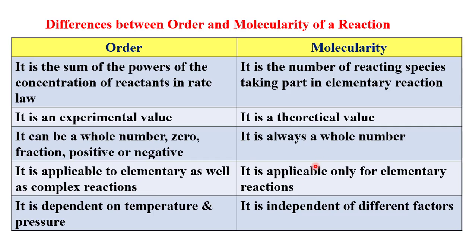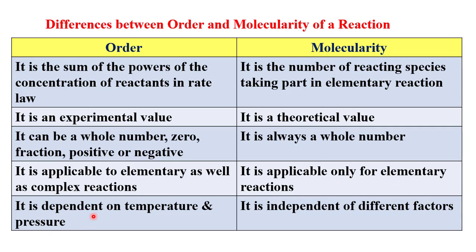Whereas molecularity is applicable only for elementary reactions. In complex reactions also, we will not count all the molecules involved in the reaction. We will see the slowest step again, that elementary step only, and we'll check the molecularity from the same step, right? So it is applicable only for elementary reactions.